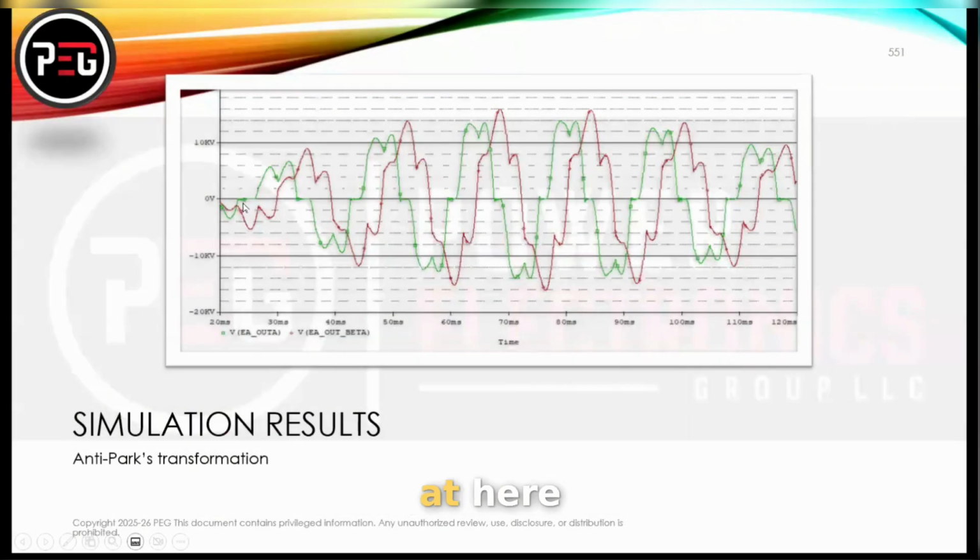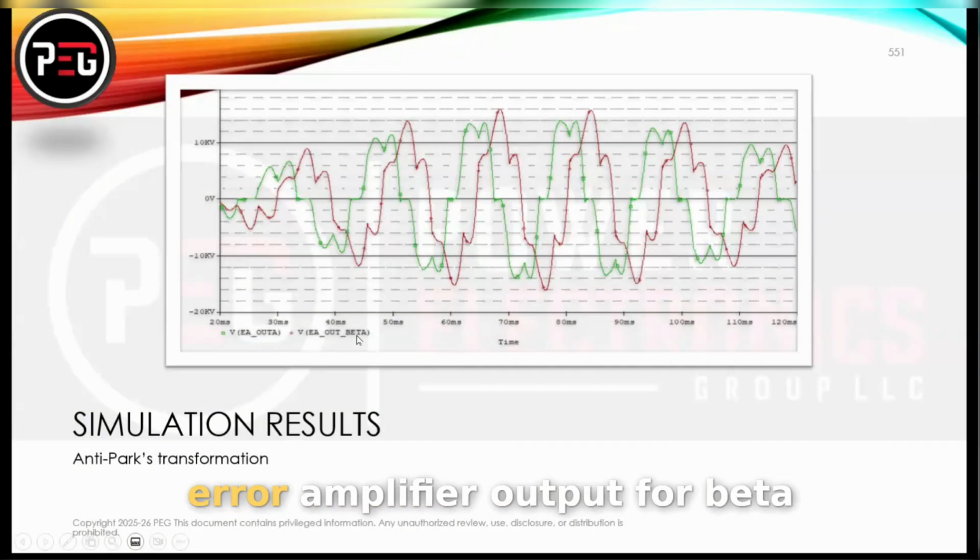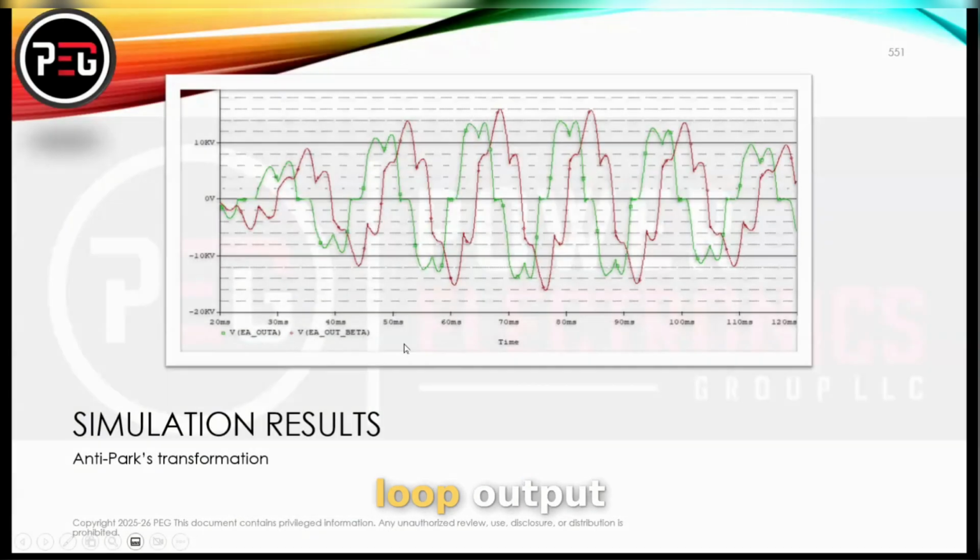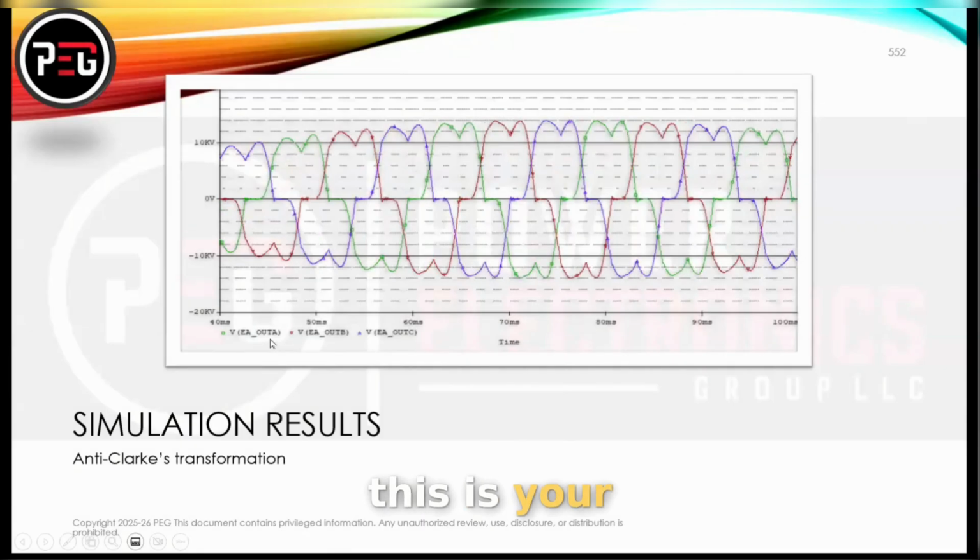All right, and you can look here, this is your error amplifier output for alpha, and error amplifier output for beta, which is the PI loop output. And this is your error amplifier, and this is your PI loop output for A, B, and C.